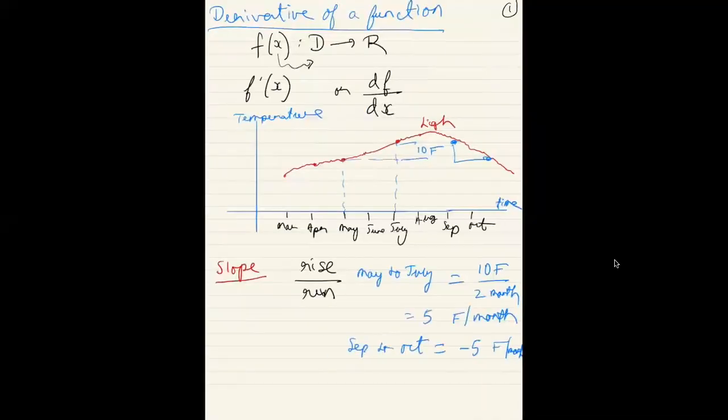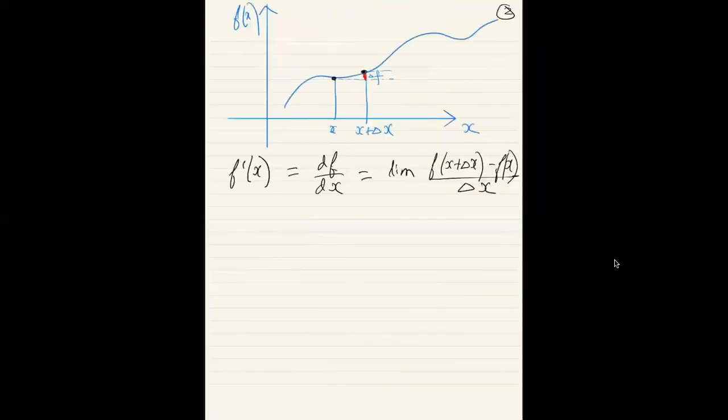So this is the same as the rise by run we saw in the last page. And we take this limit as delta x tends to 0. So this is the rigorous definition of the derivative of a function. And as you can see, the delta x has to become very small for this to be correct.